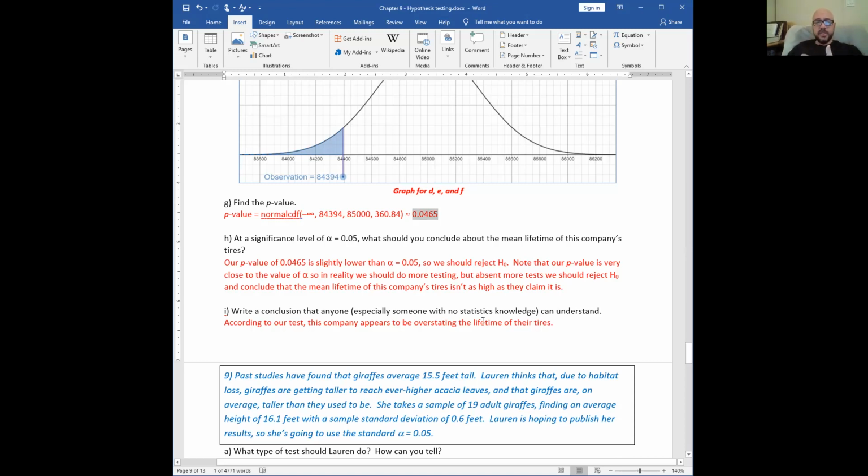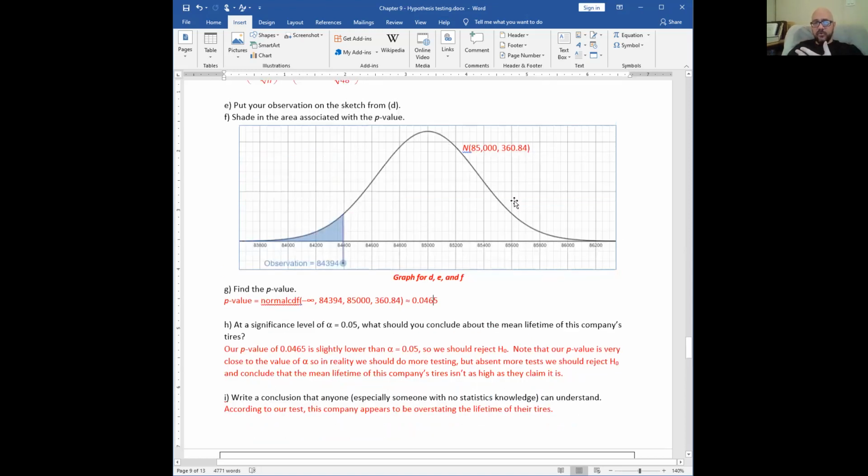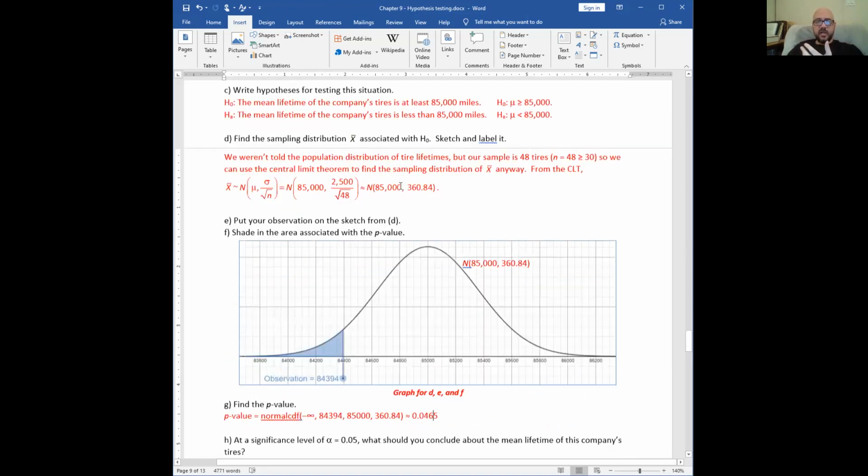Okay, so this is your basic example of how to find a p-value. Graph your null distribution. Put your actual observation, the observation that you got from the data, on there. Then shade in the direction indicated by your alternative hypothesis, in this case, less than, so left. Then find that shaded area, and that's your p-value. You take that p-value, compare it to alpha, decide if you're going to reject the null hypothesis or not, write a conclusion, there you go.